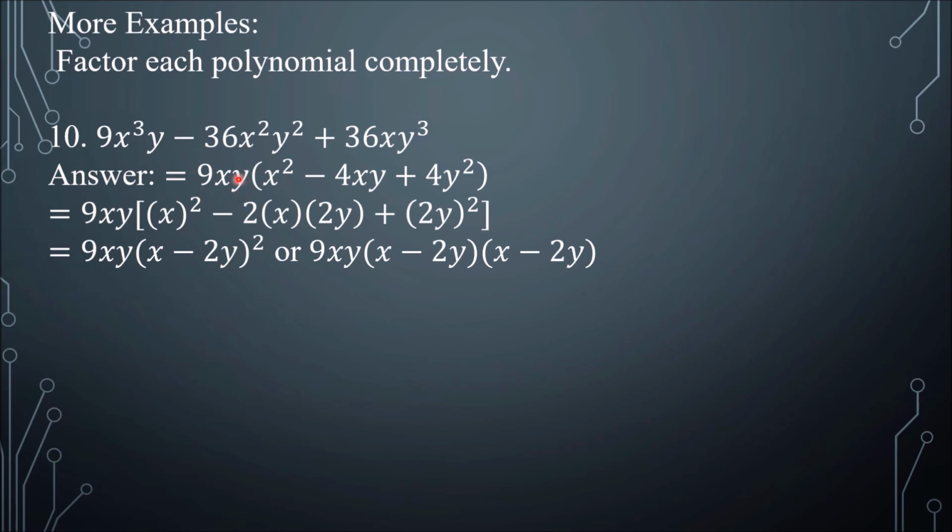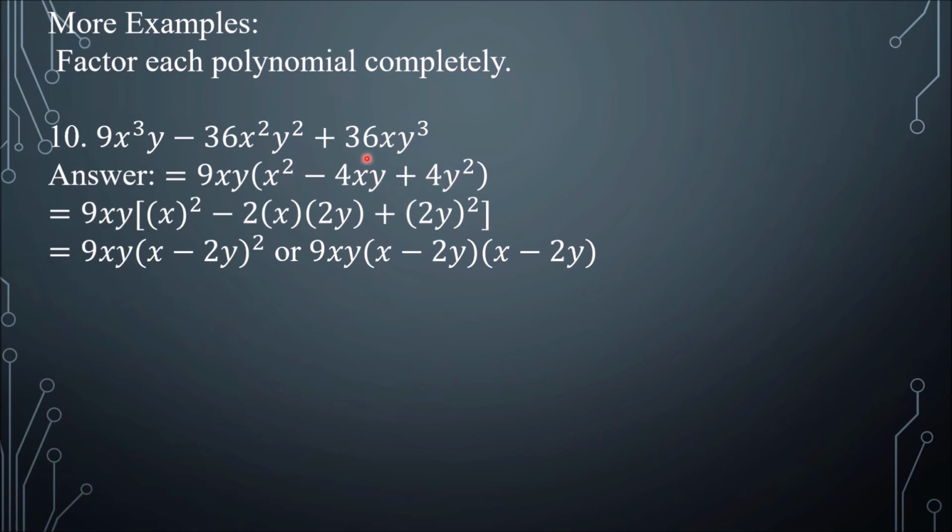Now extracting that, we have 9x cubed y divided by 9xy. The quotient is x squared. 36x squared y squared divided by 9xy is 4xy. 36xy cubed divided by 9xy is 4y squared. Now, this trinomial is a perfect square trinomial.